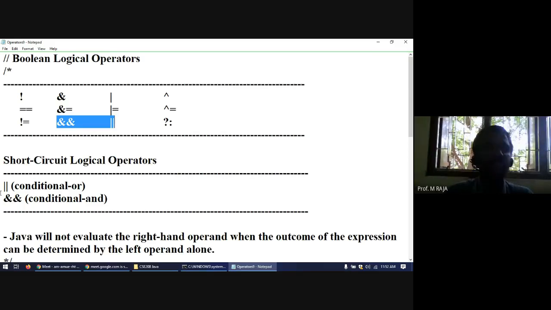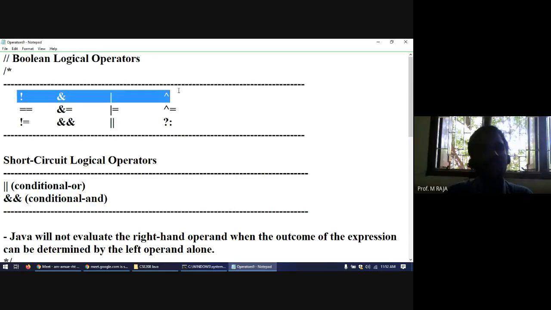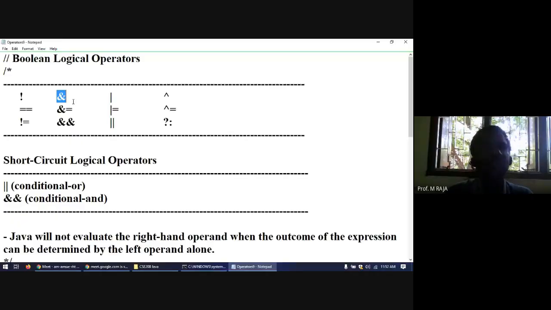You know, previously these operators were applied in bitwise expressions, on bitwise operands. So for example, integer operands 10 and 20. 10 should be written in binary form, 20 should be written in binary form, and compare the bits. If both bits are 1, then the result is 1. If any one bit is 0, the result is 0 in the case of bitwise AND.